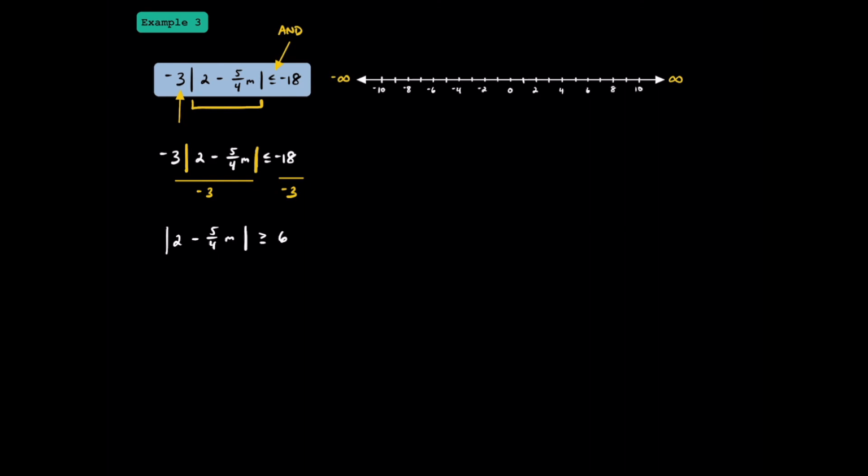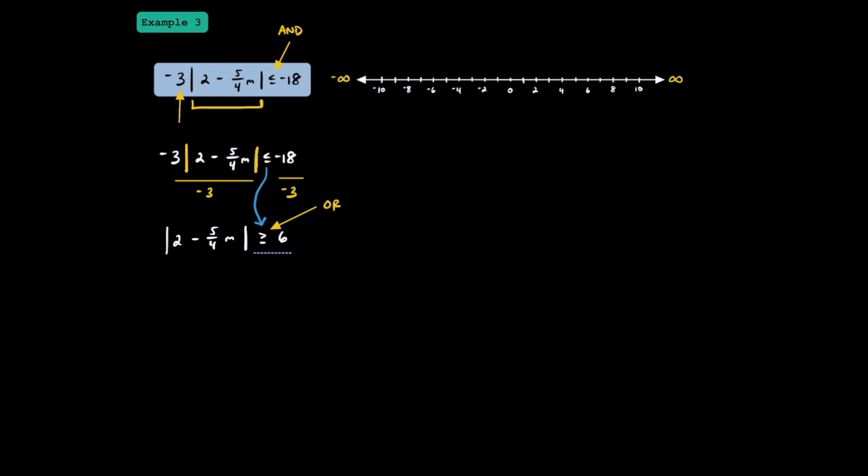Remember that whenever we multiply or divide an inequality by a negative value, we always flip the inequality symbol. While initially it looked like we had an and inequality, we actually have an or inequality. Keep an eye out for these types of problems because it gets a little tricky when you multiply or divide by negative values. Now that our absolute value is isolated, we can write our two separate inequalities.